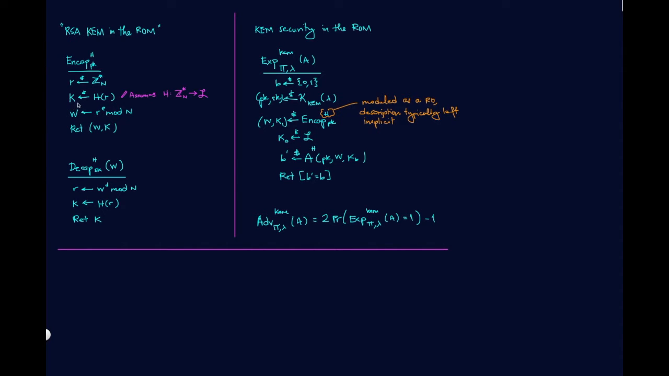And then we create this wrap by taking R and raising it to the E mod N. So here's where we're actually using RSA. And then we return the wrap and the key.